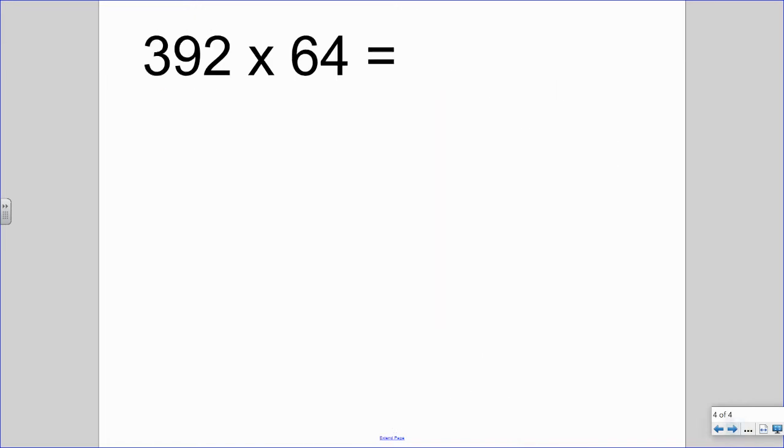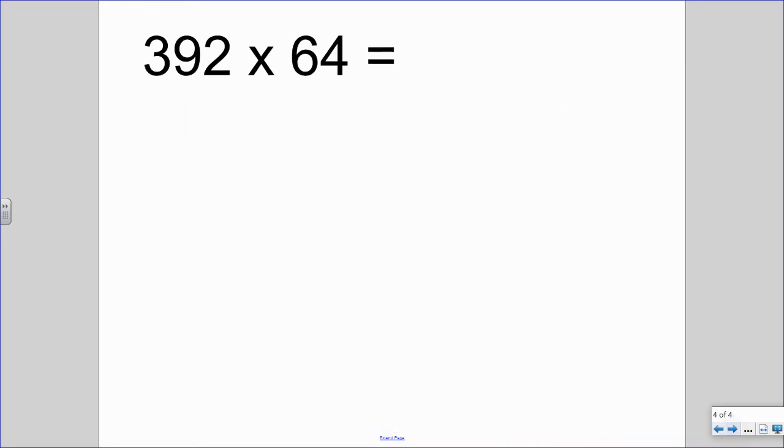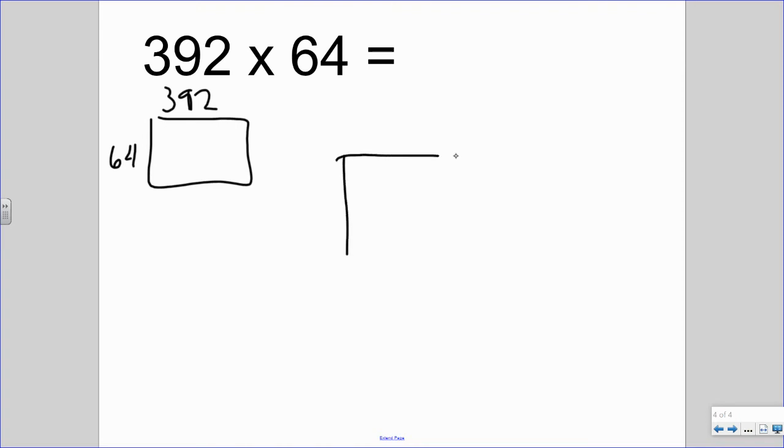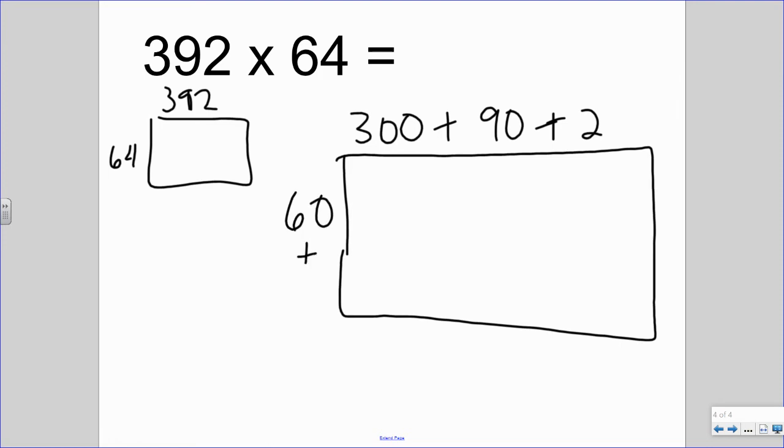This strategy, if you take a look, that's a lot of work. There's work all over the place. And there will be even more work if we deal with a 3 by 2 digit problem, because this would be 392 is my length and 64 is my width. That means I have to stretch it out even more, because 392 is 300 plus 90 plus 2. And then 64 is 60 plus 4.